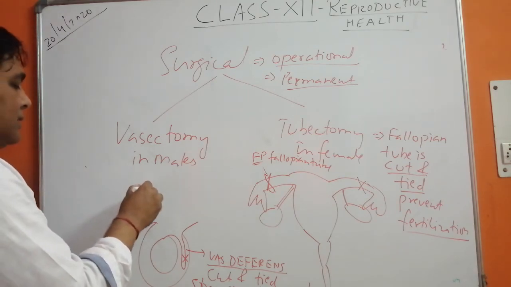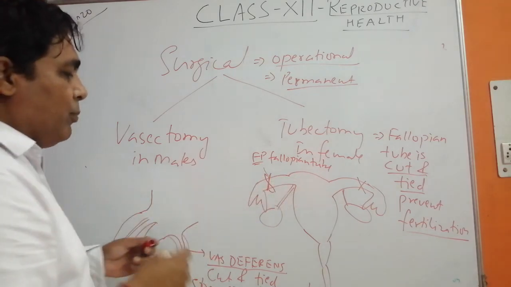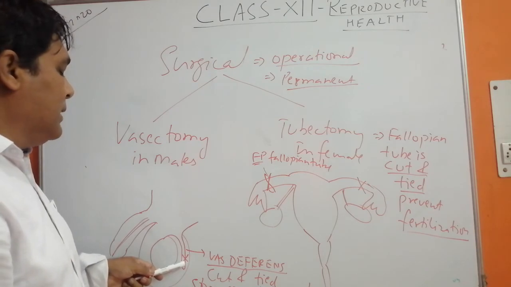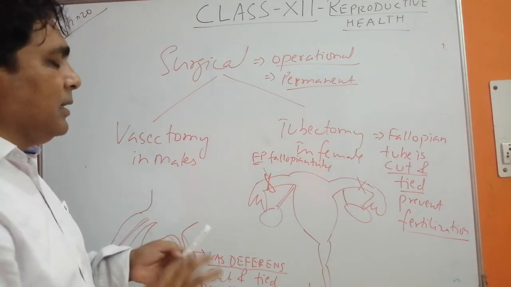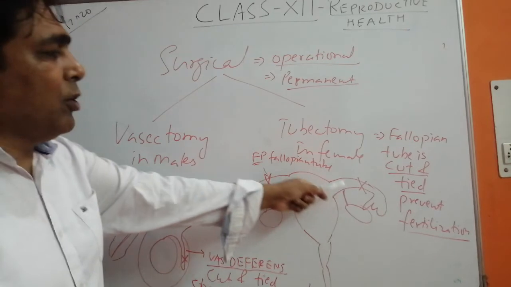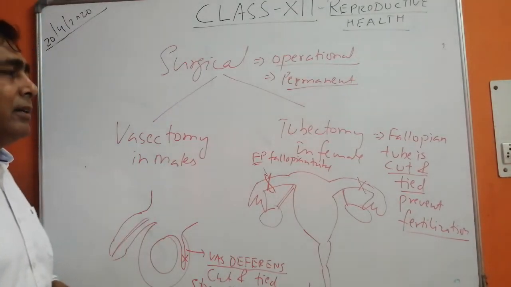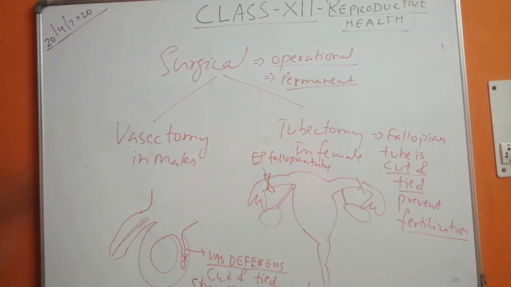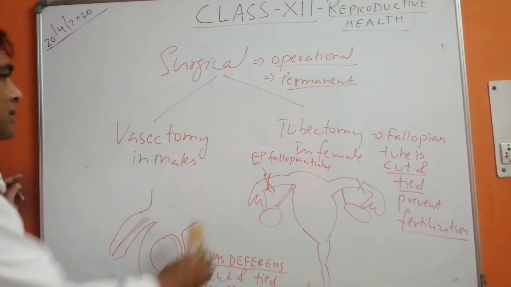So in both cases, you can see there is an operation where we cut the vas deferens in vasectomy and then tie it up, and in tubectomy we cut the fallopian tube and tie it up. So these are permanent methods, and they are not always advised by the doctors. These are the ultimate methods of control.